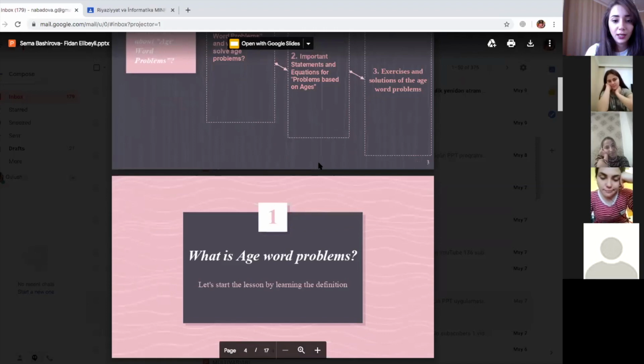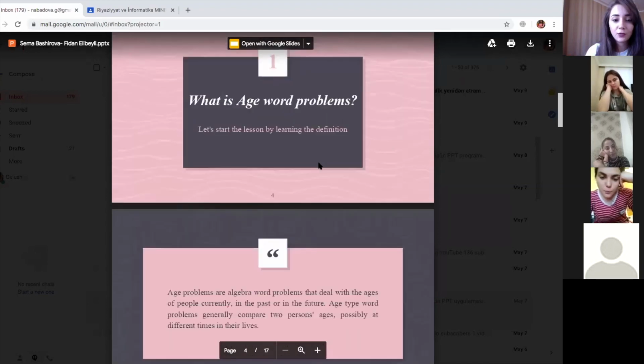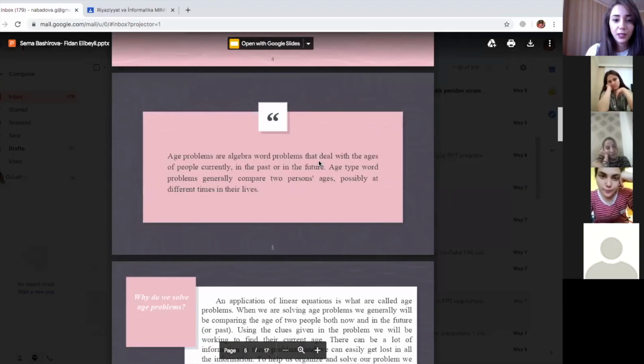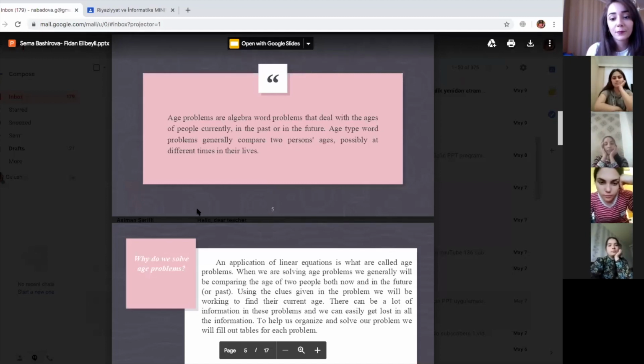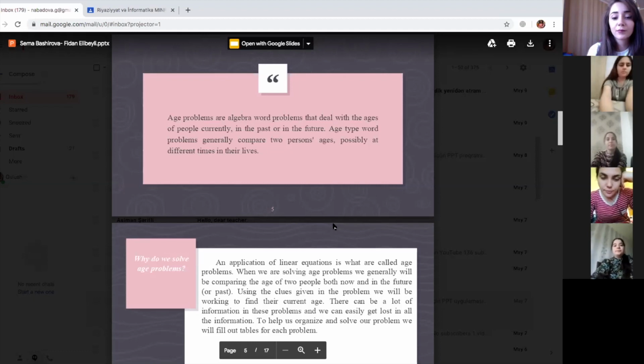First, what are age word problems? Let's start the lesson by learning the definition. Age word problems are algebra word problems that deal with the age of people currently, in the past or in the future. Age type word problems generally compare two persons' ages, possibly at different times in their lives.